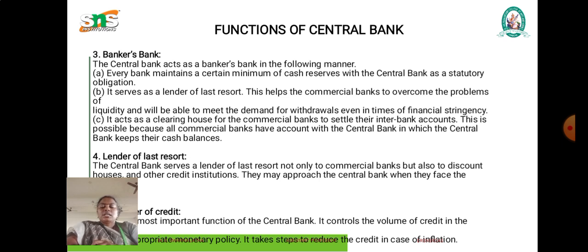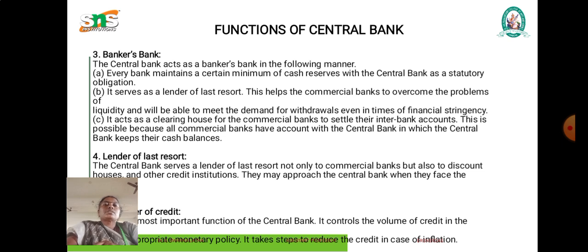Bankers' bank. The central bank acts as a bankers' bank in the following manner. Every bank maintains a certain minimum of cash reserves with the central bank as a statutory obligation. It serves as a lender of last resort. This helps the commercial banks to overcome the problems of liquidity and to meet the demand for withdrawals even in times of financial stringency. It acts as a clearing house for the commercial banks to settle their interbank accounts. This is possible because all commercial banks have accounts with the central bank, in which the central bank keeps their cash balances.